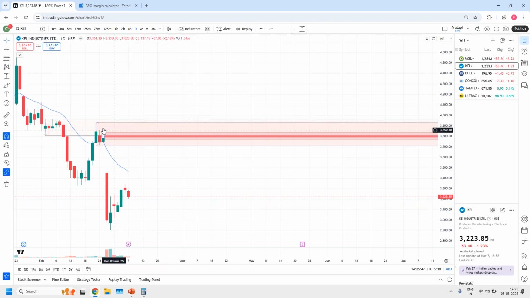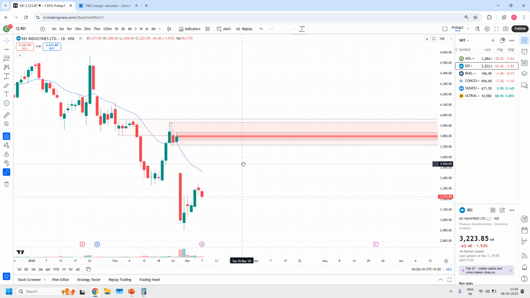But this one will expire. That means invalid. You can't use them in future. Prices reach here, you can't use if a new daily supply zone is created here. As on today, this is valid. As on today, it is valid. And this validity may change if a new daily supply zone create on Monday, the next trading session. You got the clarity, right?